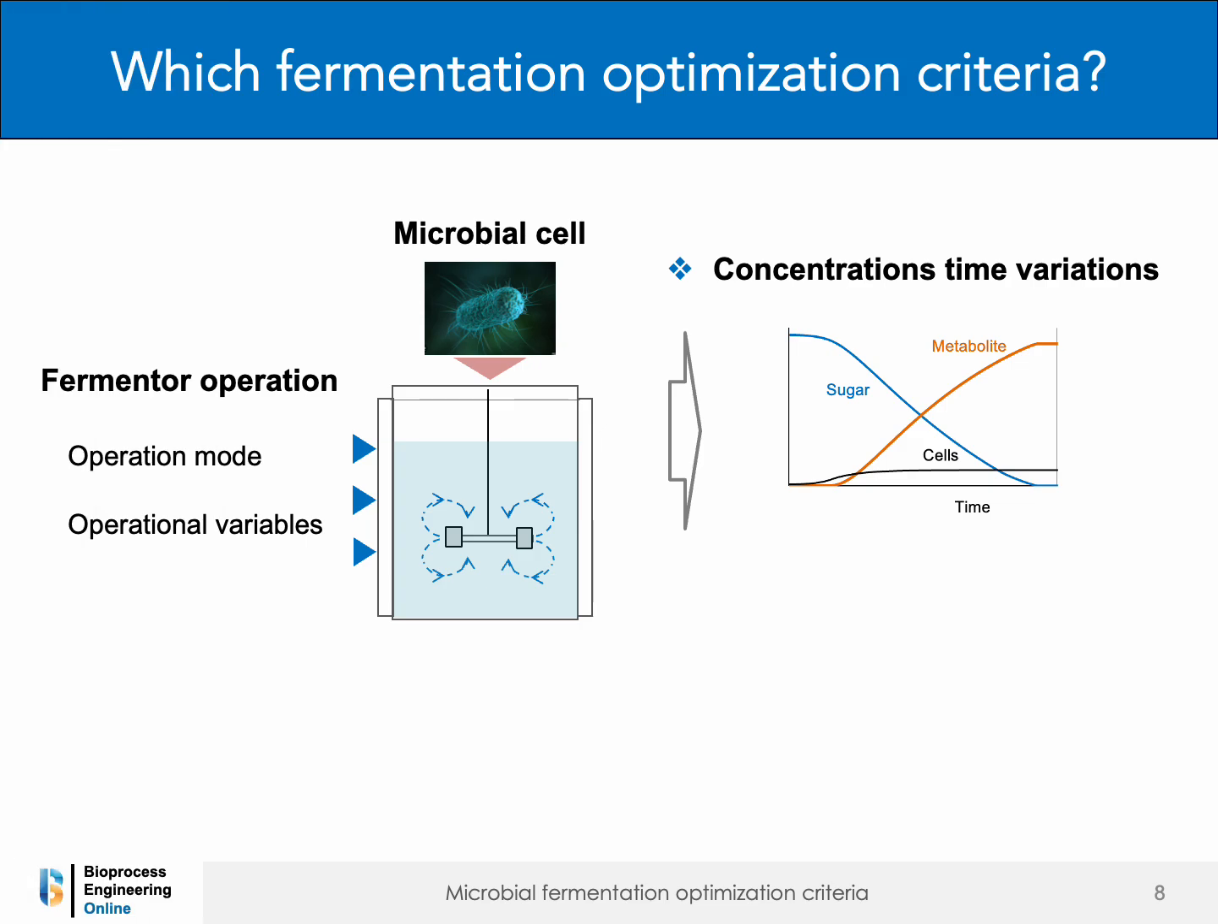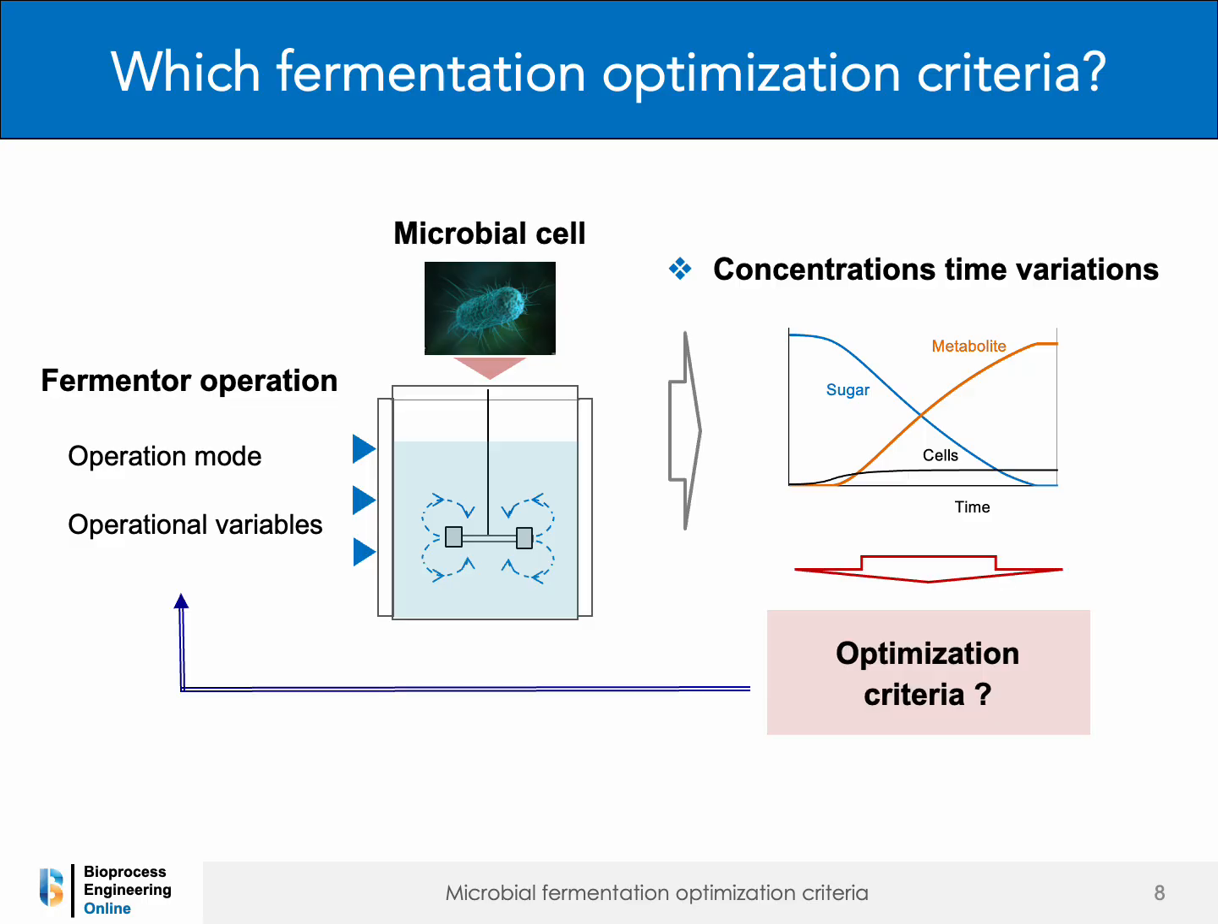When a microbial fermentation is carried out in a fermenter, the selected mode of operation together with the chosen operating variables determine the fermentation kinetics, that is, the time-dependent evolution of substrate, biomass, and metabolite concentrations. The central question then becomes, which criteria should be derived from these kinetics to evaluate the performance of the fermentation process? In other words, which quantitative criteria should be used as a basis for optimizing the fermentation operation?